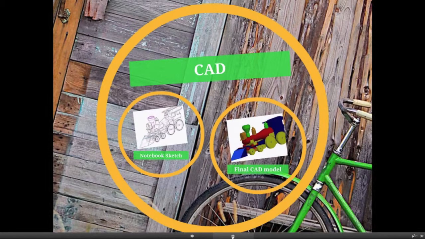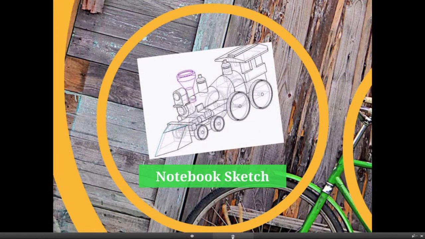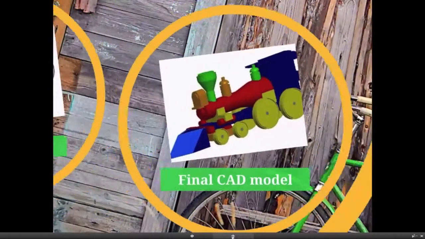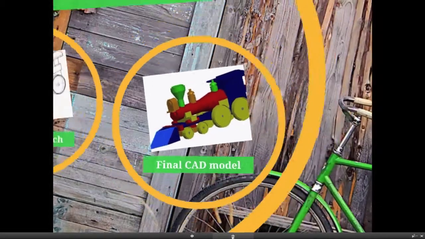Here is my computer-aided design. This is my notebook sketch for CAD. I captured this from the notebook sketch tool in Creo Parametric. And this is a screenshot of my final CAD model with colors.